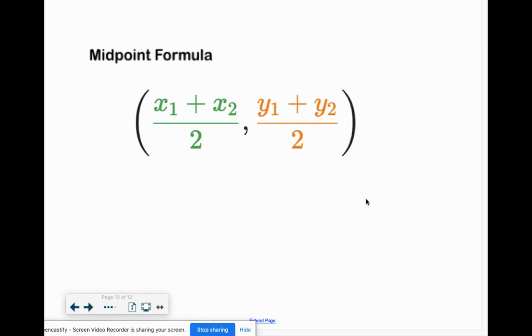Yeah, I think you've seen it before. Just sometimes it's hard. So it's x with a little 1 plus x with a little 2. So you're going to add your x's, then divide it all by 2. And then that's a comma, because it's going to be an ordered pair. And then same thing with your y's. y with a little 1 plus y with a little 2. Add them together, divide by 2.